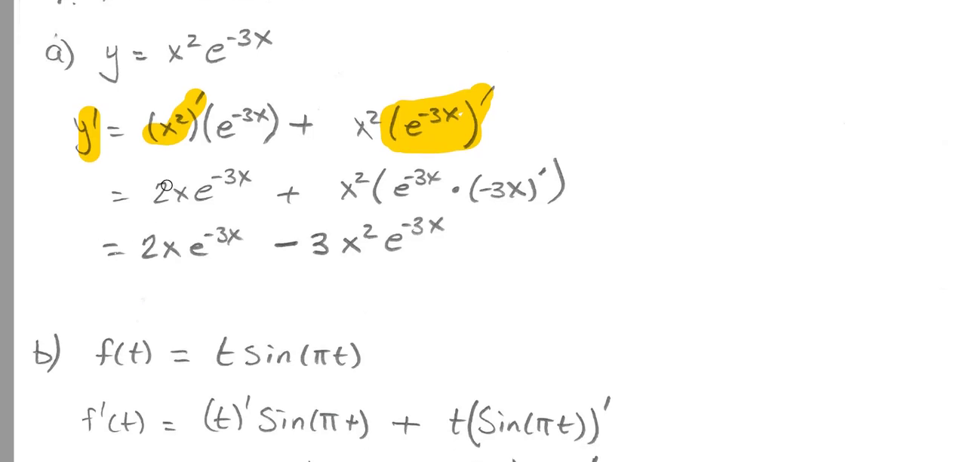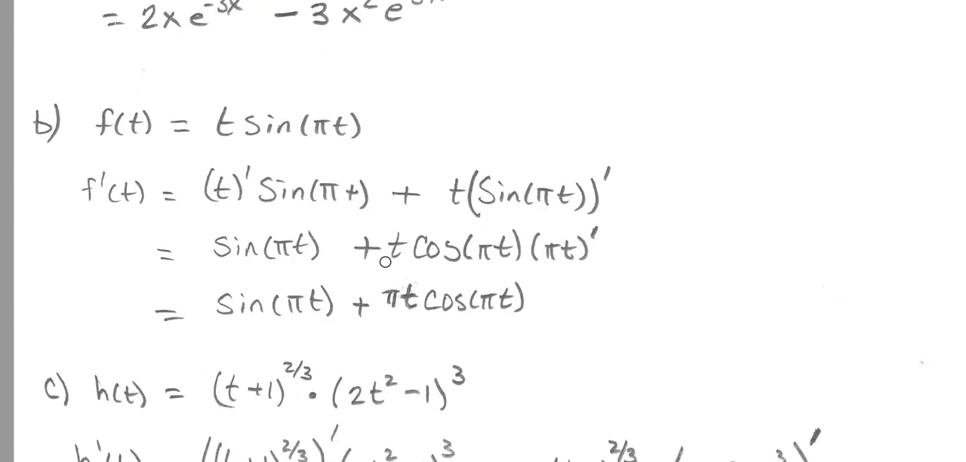When I take the derivative of x squared, I get 2x, then multiply by e to the minus 3x plus x squared, and then take the derivative of e to the minus 3x. The derivative then is e to the minus 3x times, using the chain rule, the derivative of negative 3x. This simplifies to 2x e to the minus 3x minus 3x squared e to the minus 3x.